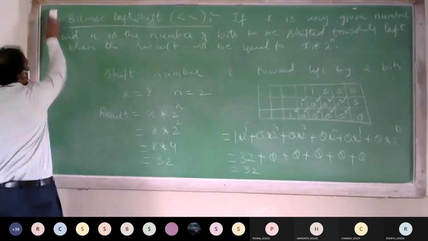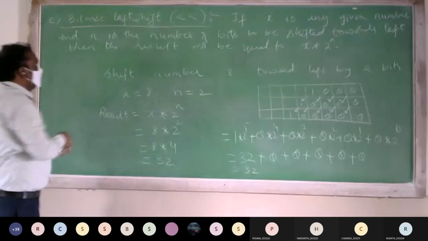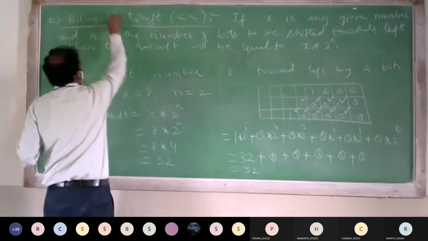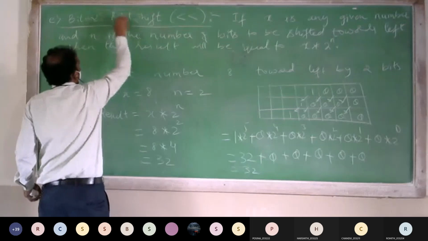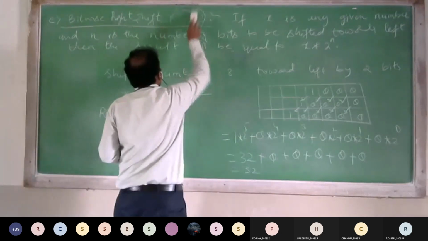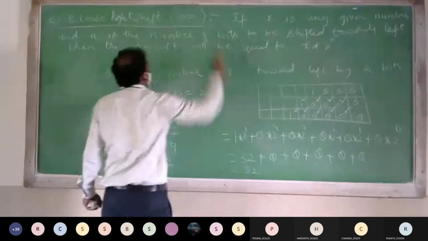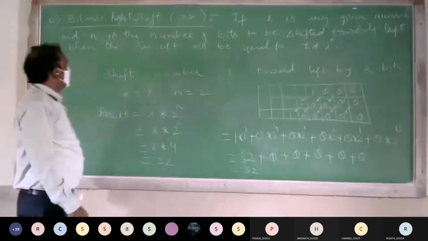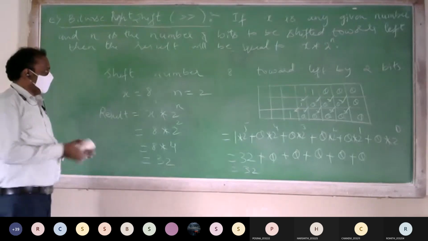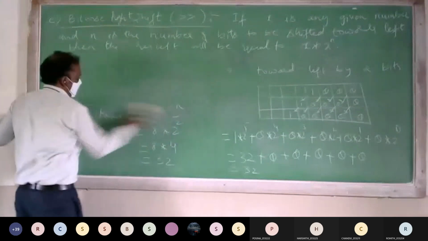Yes, sir. Now, we shall discuss bitwise right shift. What is the next operator? Right shift. The symbol is greater than greater than. 2 times greater than if you write, then it will become bitwise right shift. Now I'll erase this one.